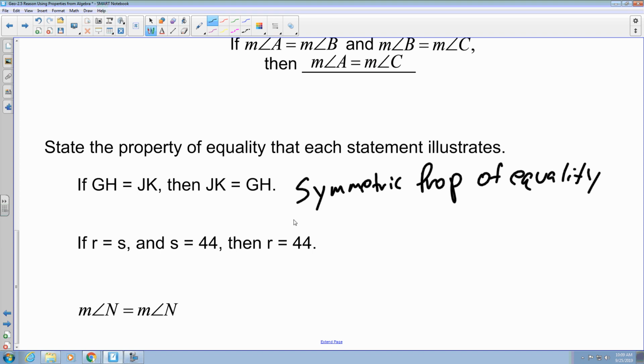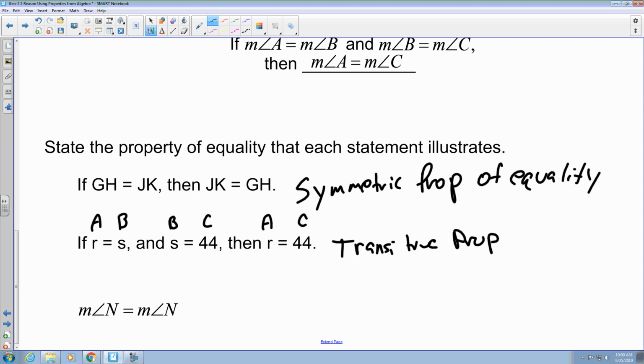Next, it says if R equals S and S equals 44, then R equals 44. So this is where, when you talk about values, we can say this is part of the transitive property. Because we have A equaling B, and then B equaling C, so then we can say that A equals C. So that's where that comes from.